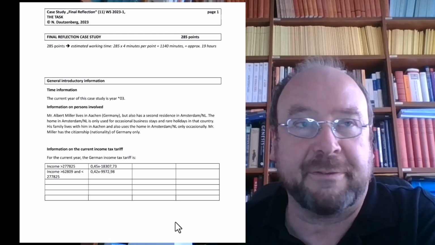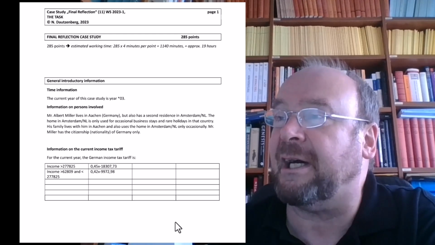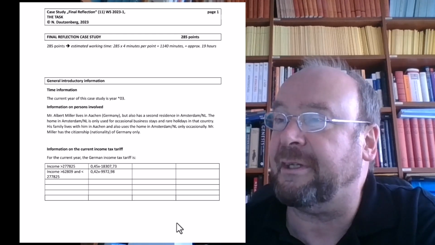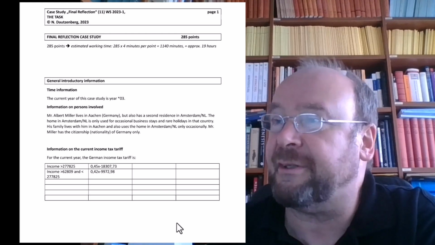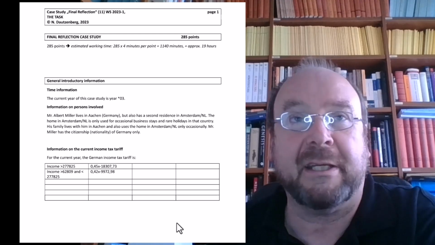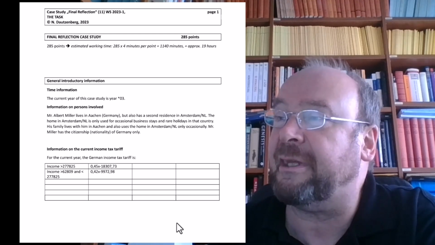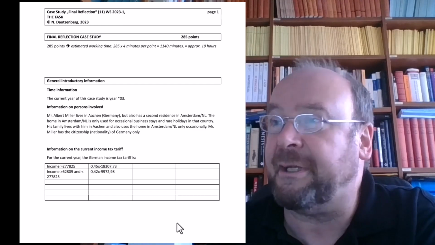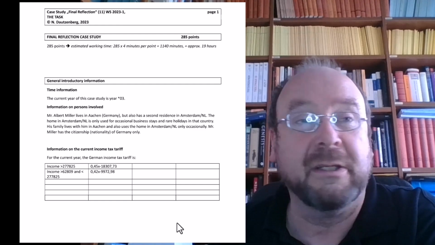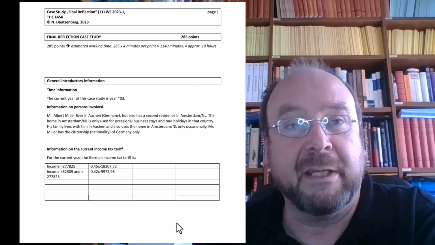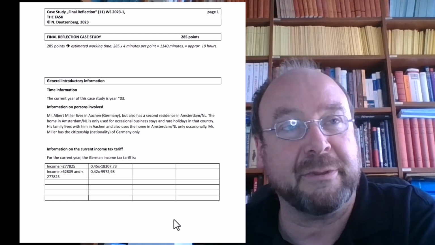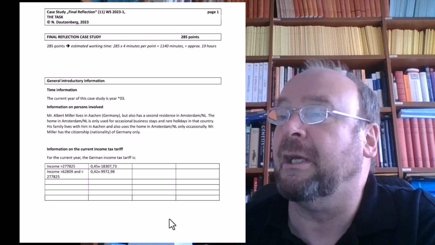The persons involved are mainly Albert Miller. He lives in Aachen, Germany, but also has a secondary residence in Amsterdam in the Netherlands. His home in the Netherlands is only used for occasional stays, and rarely he passes a holiday there. His family lives with him in Aachen and also uses the home in Amsterdam only from time to time. And when it comes to citizenship, it's simple. Mr. Miller has only German citizenship.